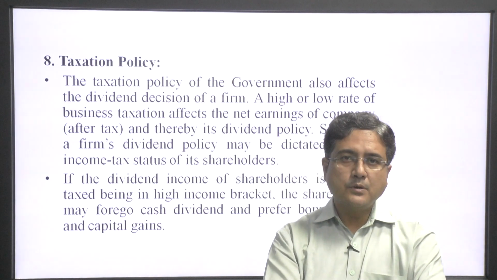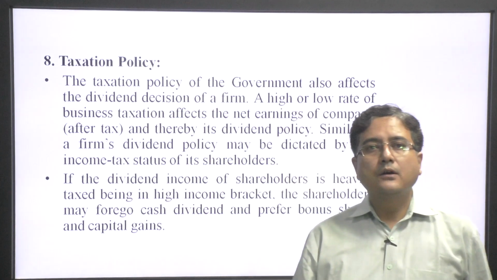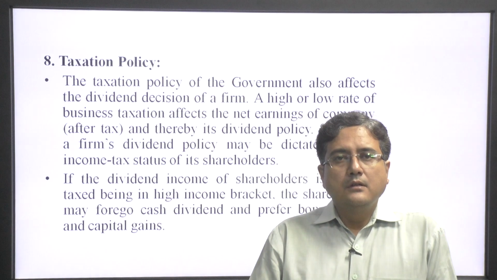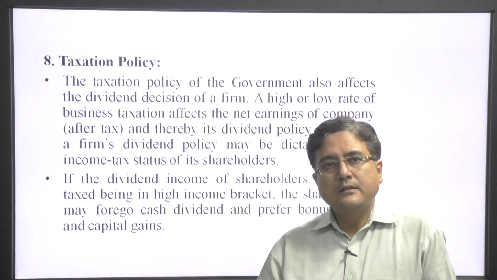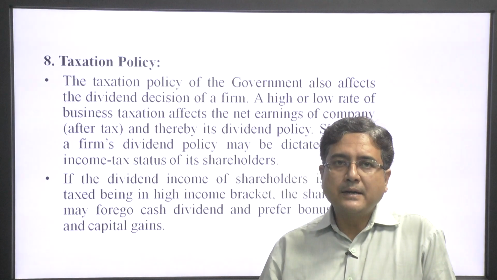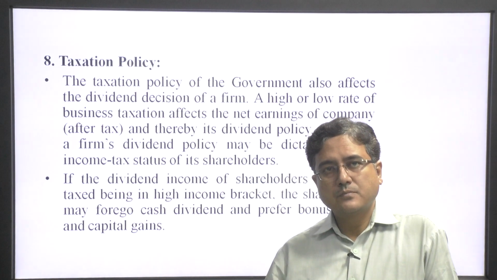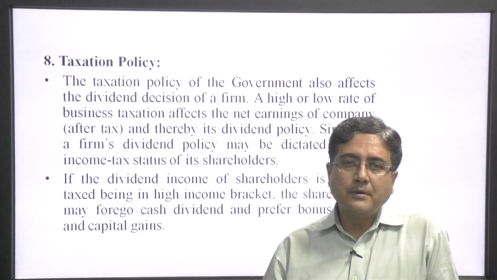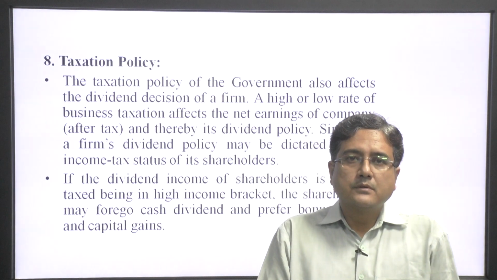So, taxation policies imposed by the government also affect the dividend policy, because if the government increases the tax on the corporate, then the profit will decrease, and by decreasing profit it is difficult for the companies to maintain the dividend policies or dividend level.